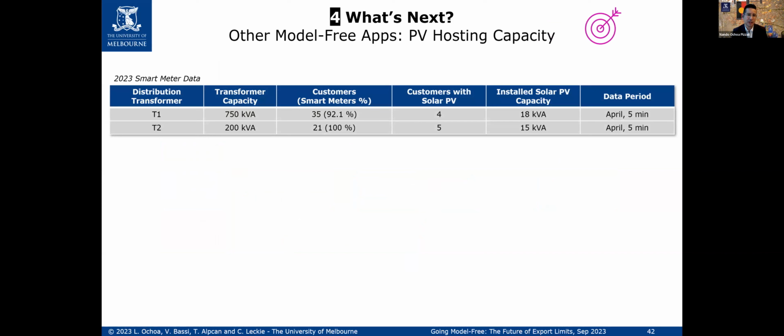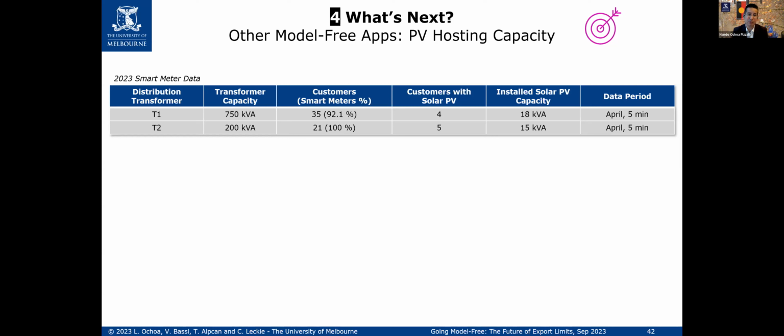Now, this is not just about flexible export limits. We believe strongly that these model-free applications are many. Here is one example: PV hosting capacity. This is with recent data from a distribution company. What we have here is T1, T2, two distribution transformers, two little neighborhoods, with a bunch of customers. Some of them do have solar photovoltaics, but the big question for distribution companies, not just in Australia but in many places around the world, is: how much more photovoltaics can this neighborhood have? That's the typical question.